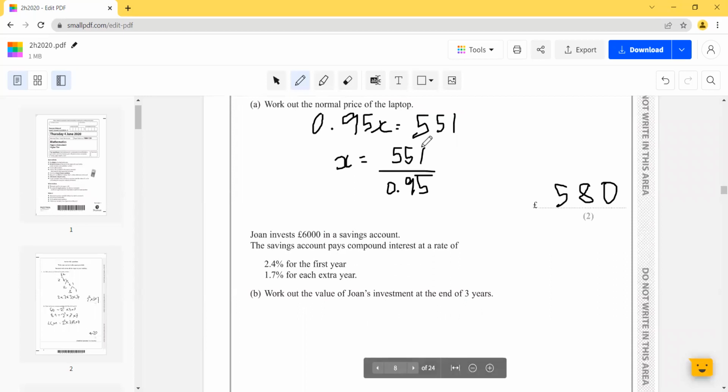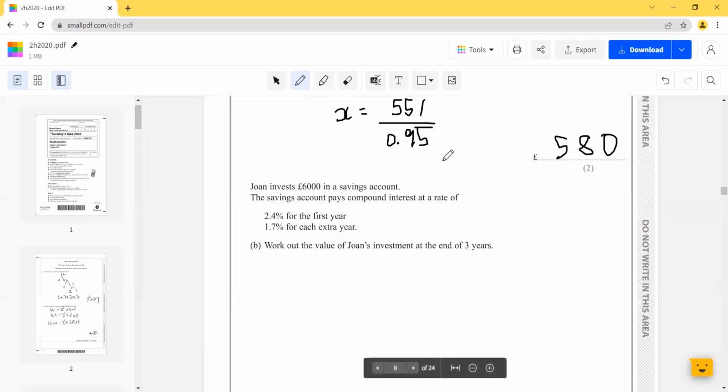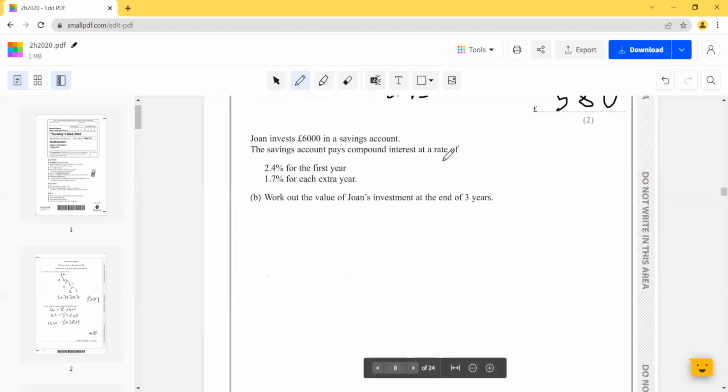Part B. Joanne invests £6,000 in a savings account. The savings account pays compound interest at a rate of 2.4% for the first year and 1.7% for each extra year. Work out the value of Joanne's investment at the end of 3 years.